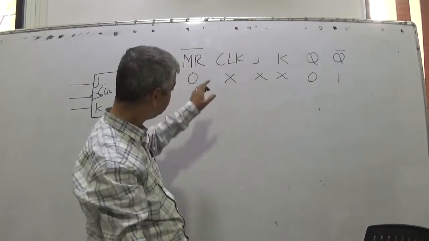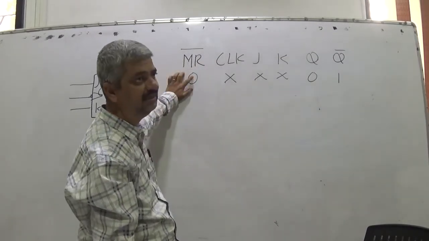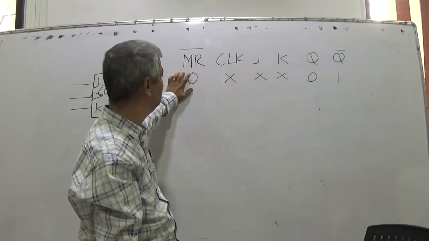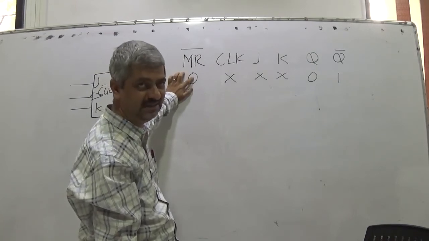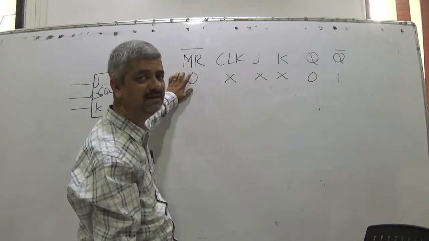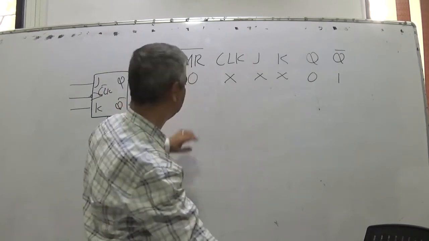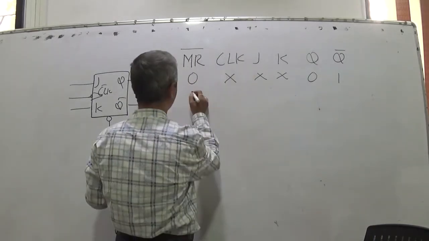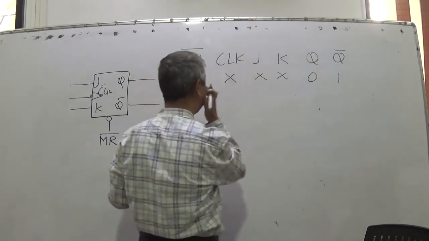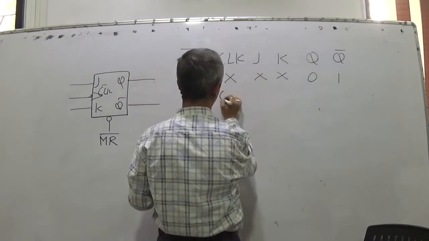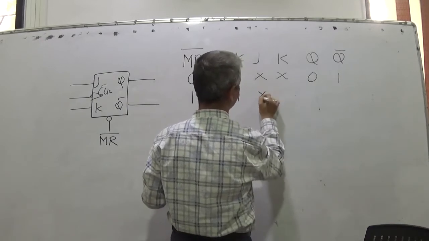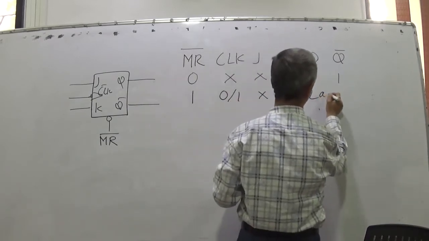So this master reset is a facility by which, irrespective of anything, the flip flop can be brought to the reset state. Especially it is very much useful in designing counters. And when master reset is 1, when master reset is not active, then the flip flop, for clock 0 or clock 1, irrespective of J and K, maintains its last state.